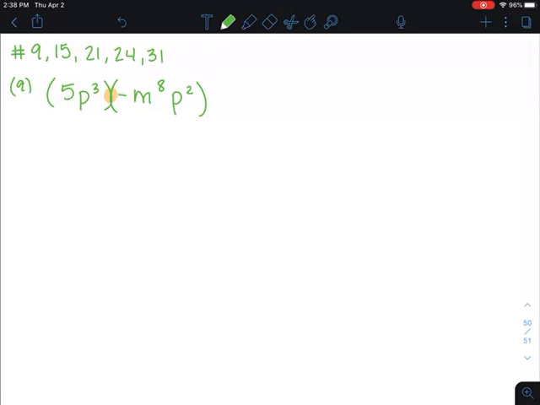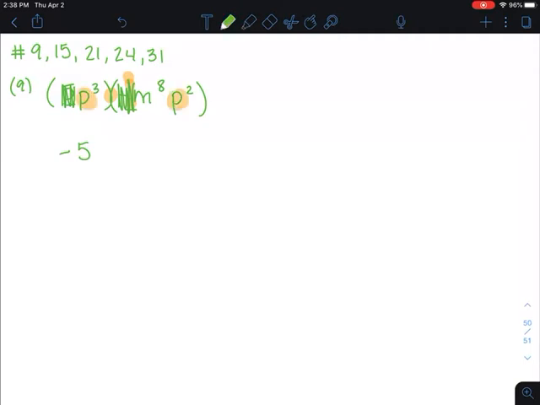So first you want to do your coefficients first, I'm sorry, the number before the variable. It's an imaginary 1 here. So we have 5 and negative 1, and 5 times negative 1 is negative 5. So this 5 and this negative 1 are taken care of.